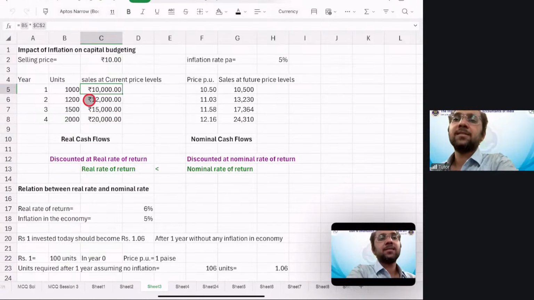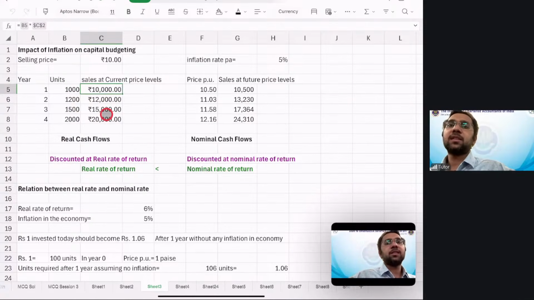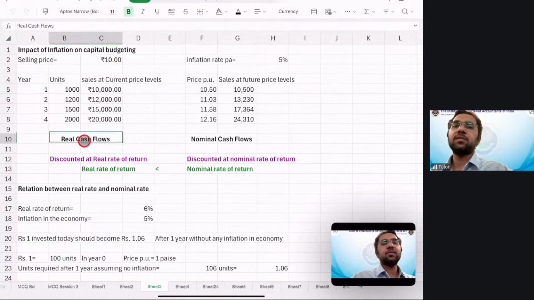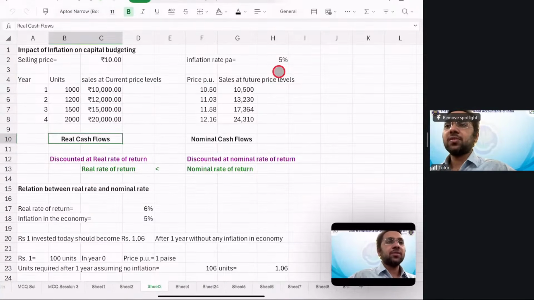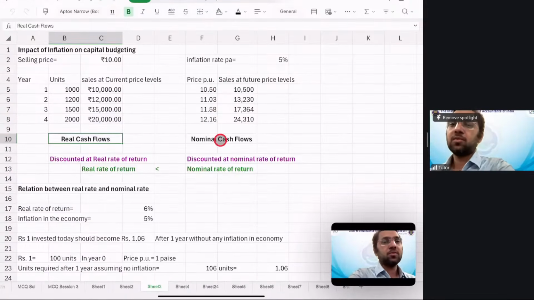See that the sales could be at the current price levels. When we look at the units and the selling price, we calculate the sales at the current price level, which is also called the real cash flows. And if you're going to add inflation to that, that's going to be called the nominal cash flows. Quite obviously, your real cash flows are going to be numerically smaller as compared to your nominal cash flows.